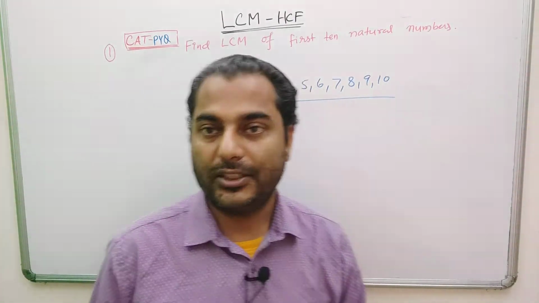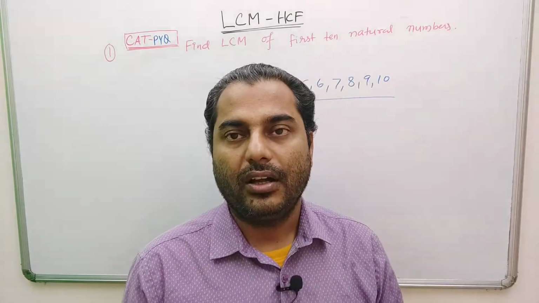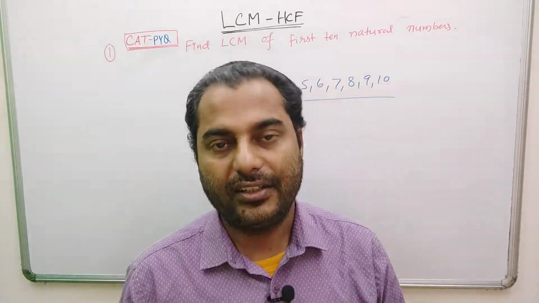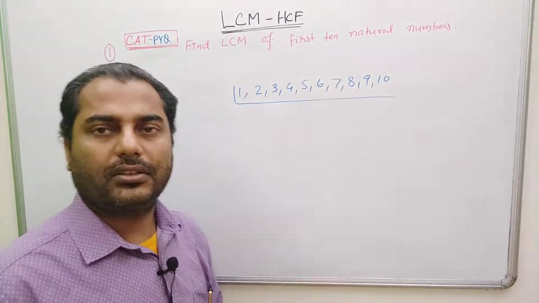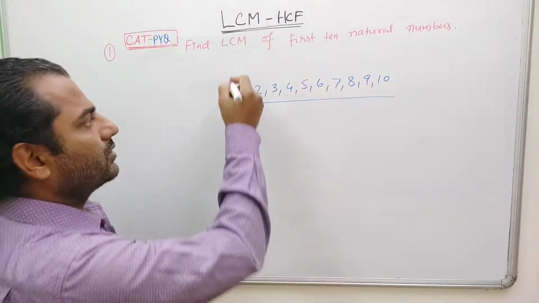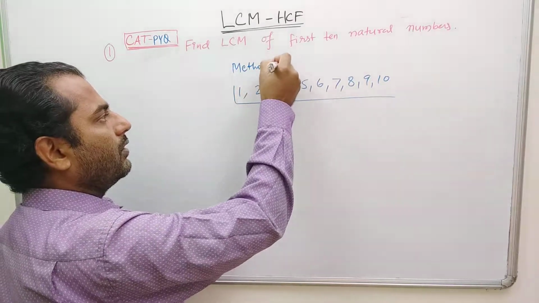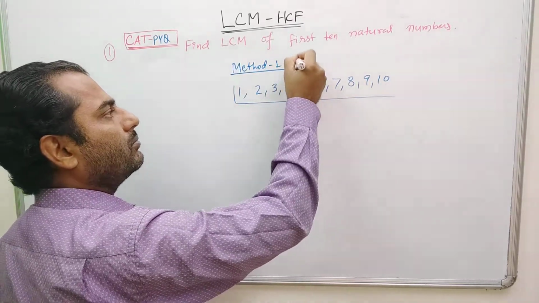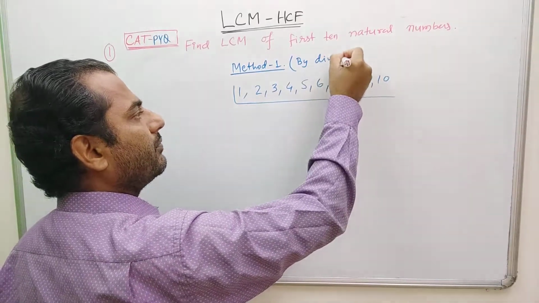This is such an easy question, right? This came in CAT 2010. Find the LCM of the first 10 natural numbers. I'm going to discuss this question with two different methods. The first method is the traditional method, or you can say the division method.